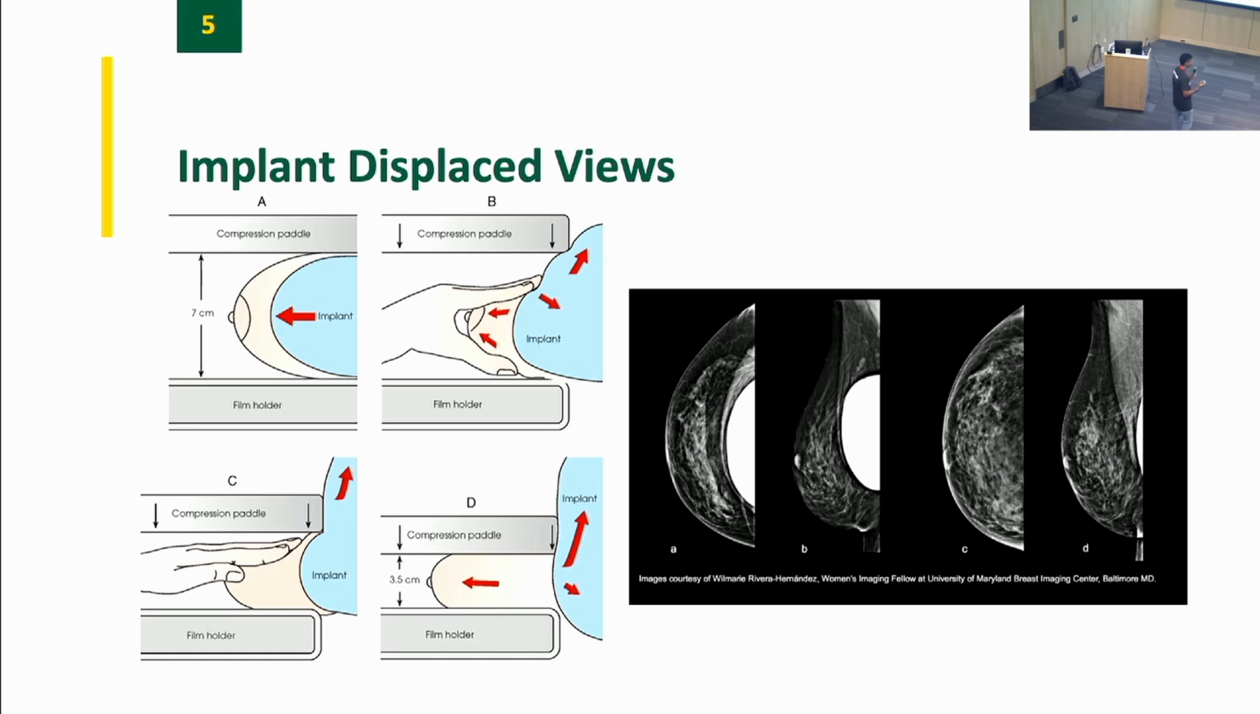So you can choose during the datathon to accept or reject these implant displaced views. The easy thing to do when you have a large amount of data and heterogeneity is to discard them, but you could also craft your datathon project around trying to do something with these images, right? They represent an important and very interesting subset. Okay.